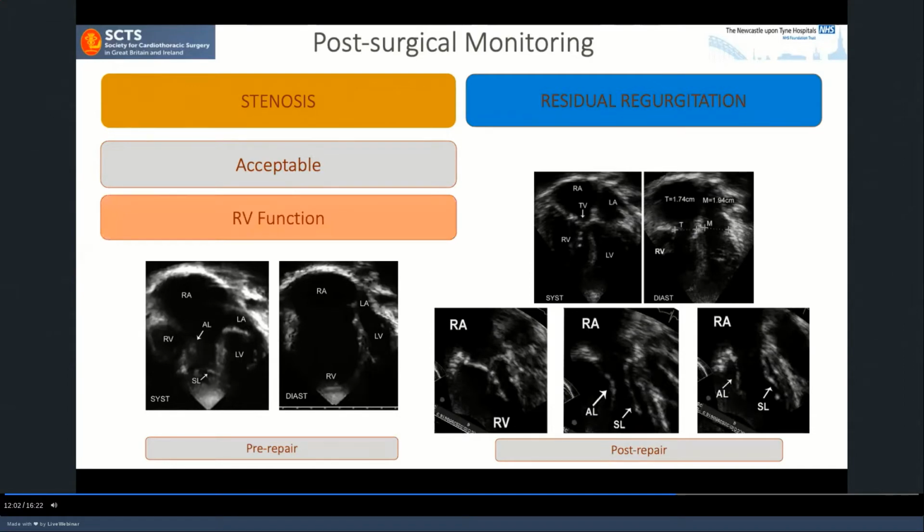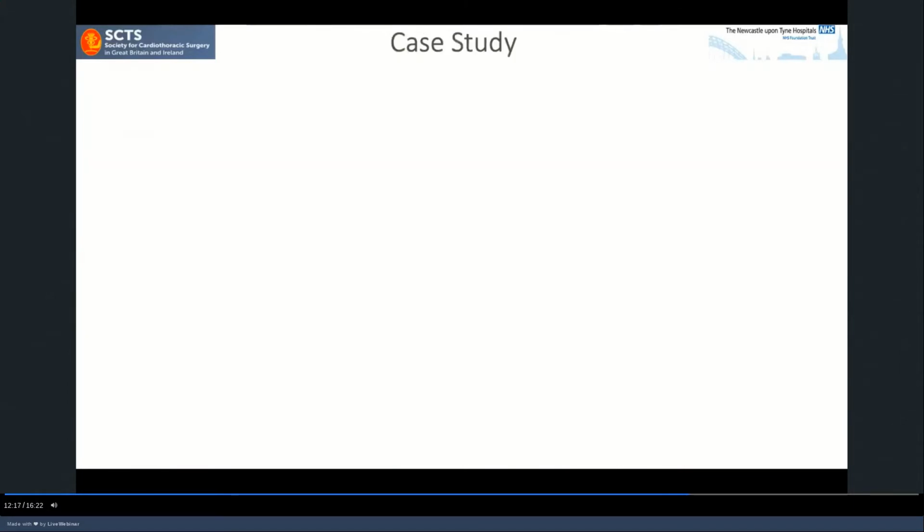We also have to remember that RV function becomes an important element of post-surgical assessment. So I think the key question post-surgically is, is this repair acceptable given the degree of issues? And we'll be able to demonstrate that with this case study here. So I would like to complete my talk with this case study.